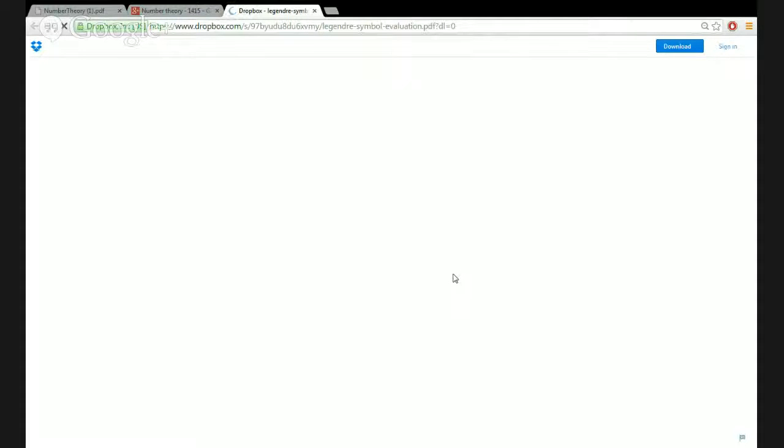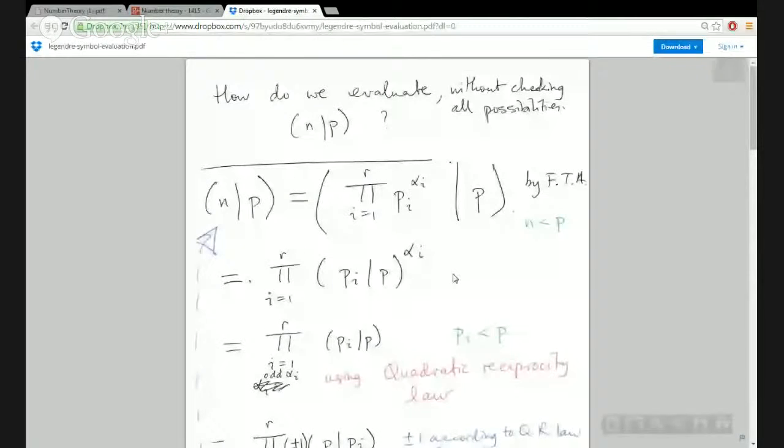Just to remind you, we've got our Legendre symbol, (n/p), which takes two values, +1 and -1: +1 where n is a quadratic residue, and -1 where n is a quadratic non-residue. So it's like an indicator function. It's indicating whether or not n is a square under the operation of multiplication modulo p.